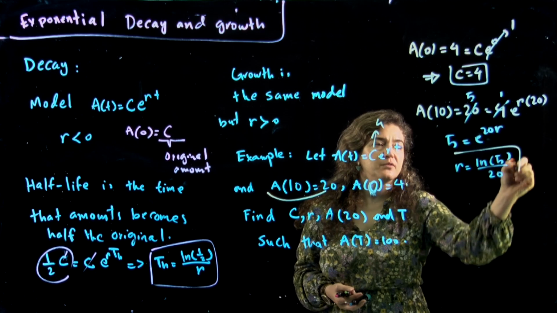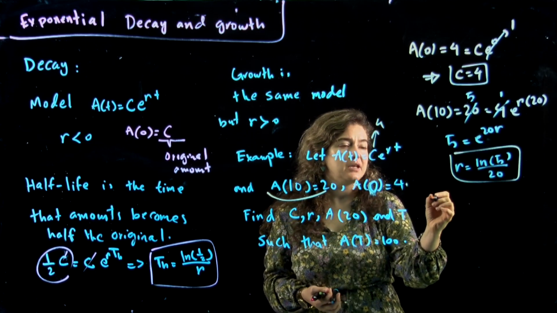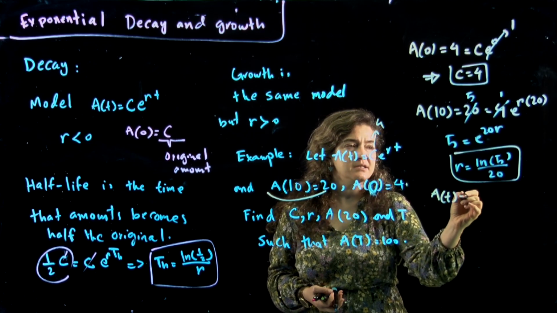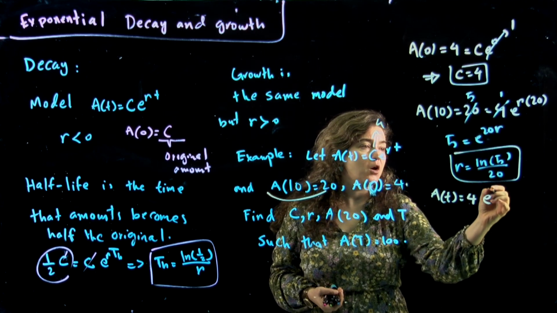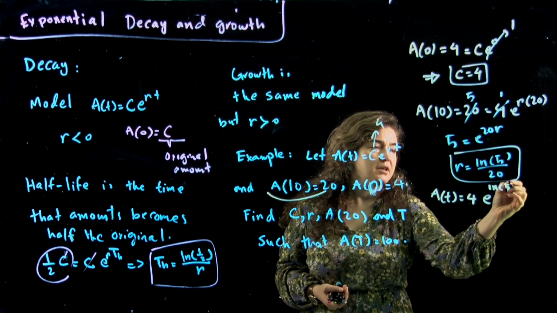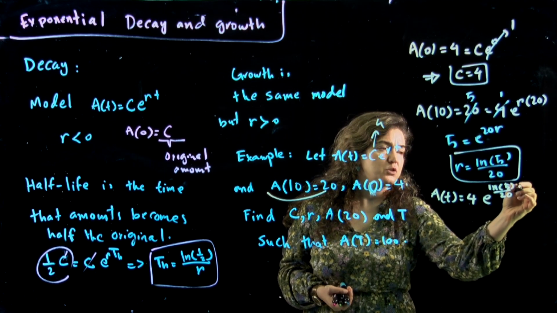So we found both of them. Now I can write the model the way it should be. A(t) is equal to 4 e to the power of the natural log of 5 divided by 20, times t.